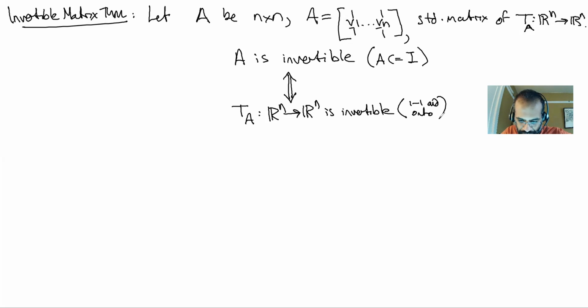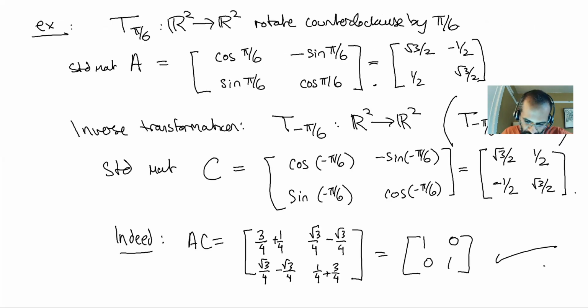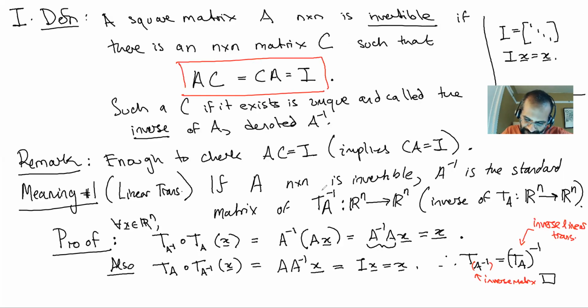And why is that? Well, it's because of meaning number one. If a matrix is invertible, then A inverse is the standard matrix of the linear transformation's inverse, and therefore the linear transformation is also invertible.